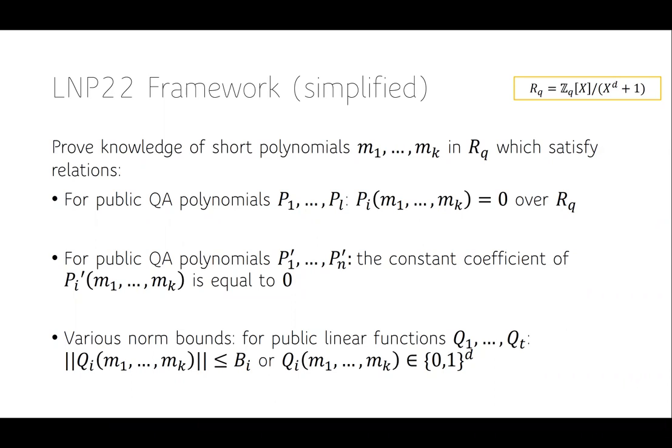The second one is, let's say, more interesting, but it's also not really intuitive. So for public QA polynomials P1 prime up to PN prime, for each I, the constant coefficient of PI prime of M1 up to MK is equal to zero. So recall that PI prime of M1 up to MK is a polynomial over RQ, and we want to prove that the constant coefficient is equal to, let's say, zero. But because we are interested in zero knowledge, we don't want to reveal any information about the other coefficients.